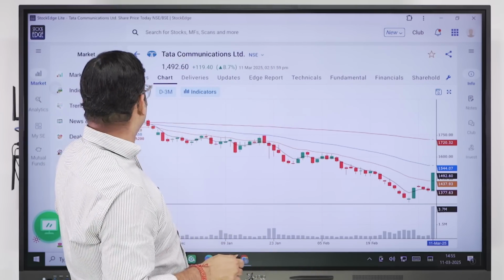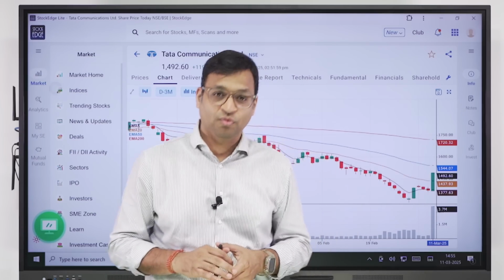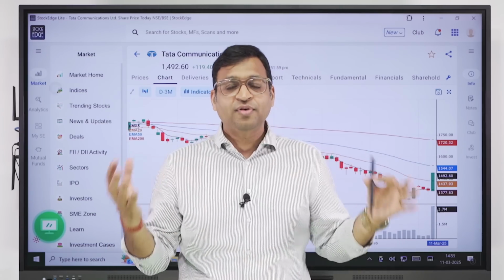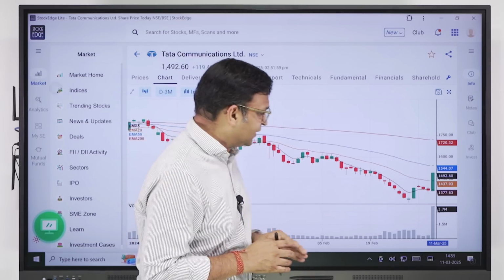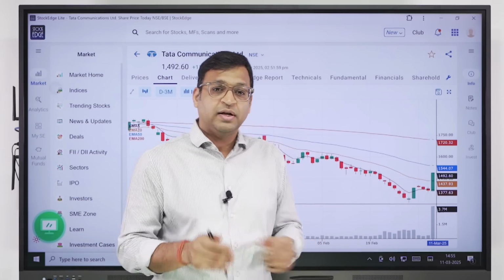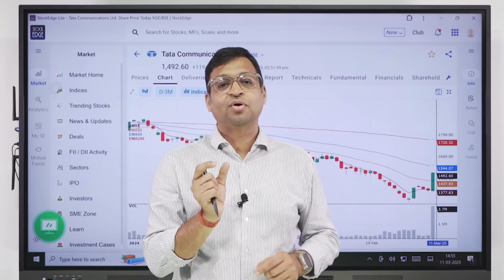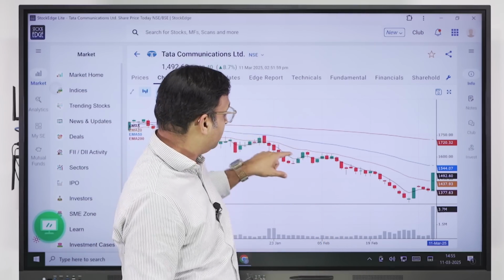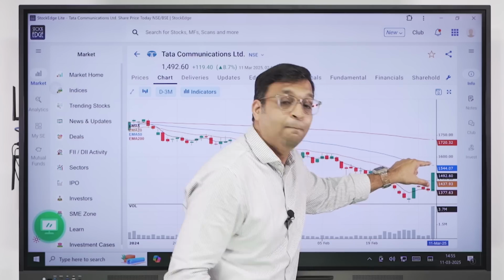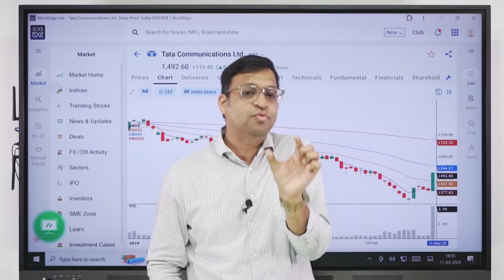And the medium moving average, which is the 50-day moving average, is 1554. Okay, what do we infer out of it? The inference is very simple: if I have to trade this stock right now, it has to be only for a period of a few days. It should not be for 2-3 months. Why? Because the stock is still trading below its medium-term moving average, which is the 50-day moving average.